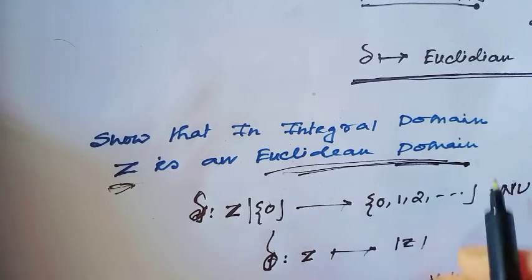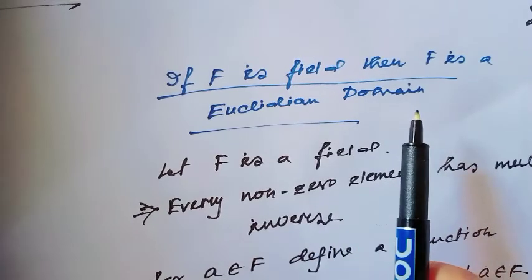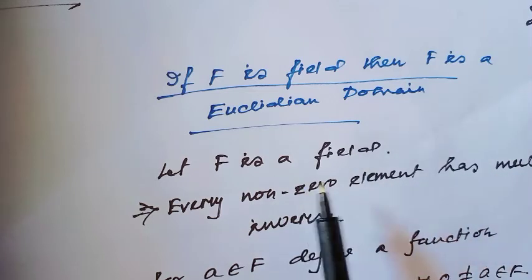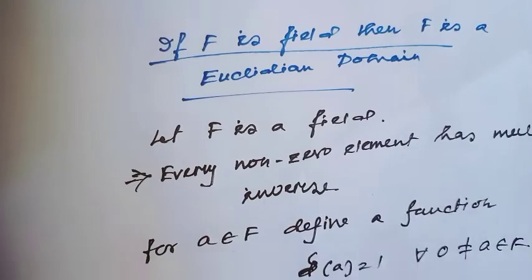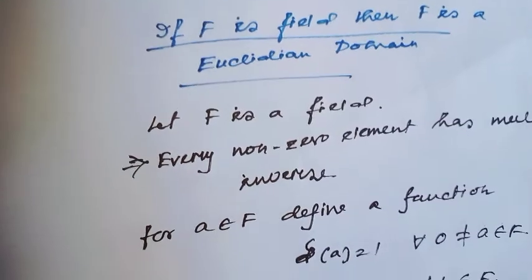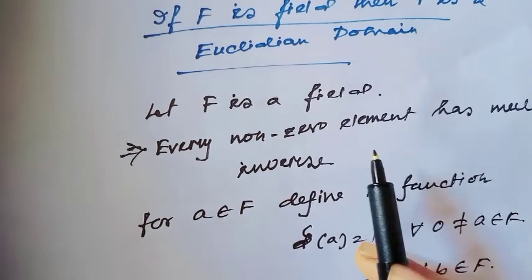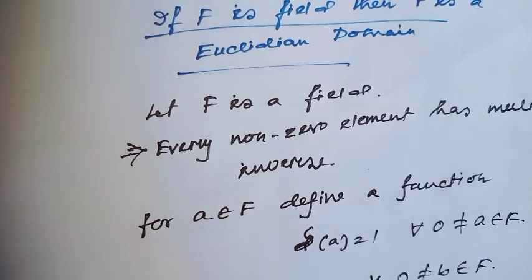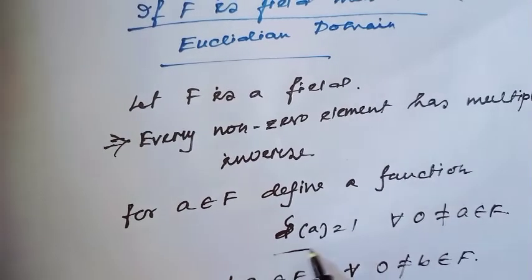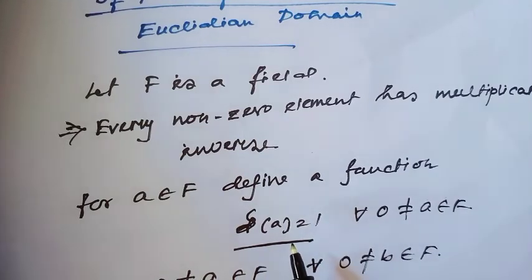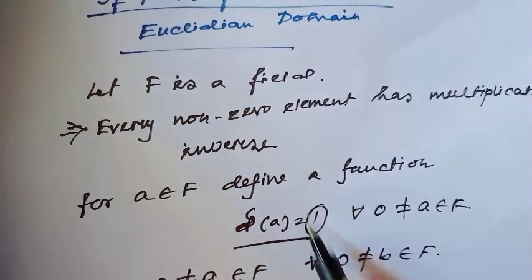Are you getting the proof? Now I will say that if F is a field, then F is a Euclidean domain. For this, consider F a field. Then for a field, every non-zero element has a multiplicative inverse. And here, for all a belonging to F, define a function such that delta a equals 1, for all a belonging to F. That means here all non-zero elements of the field map to 1.